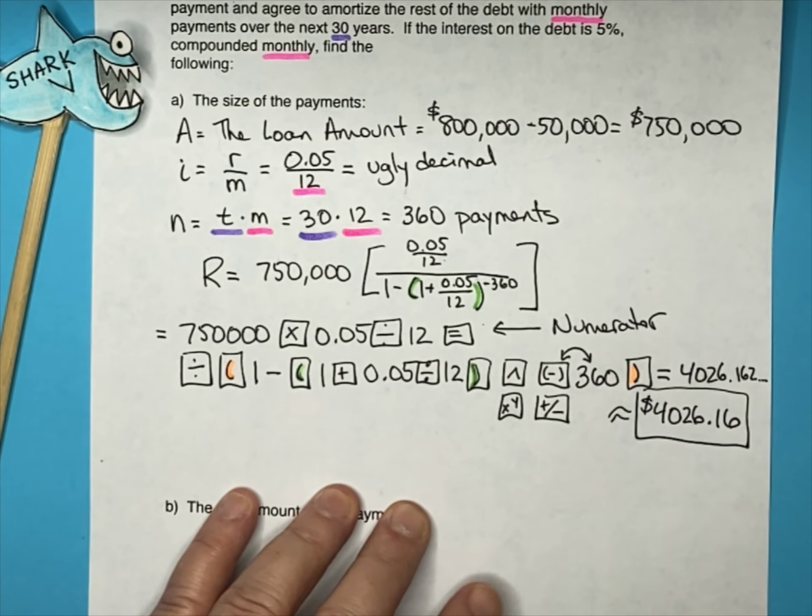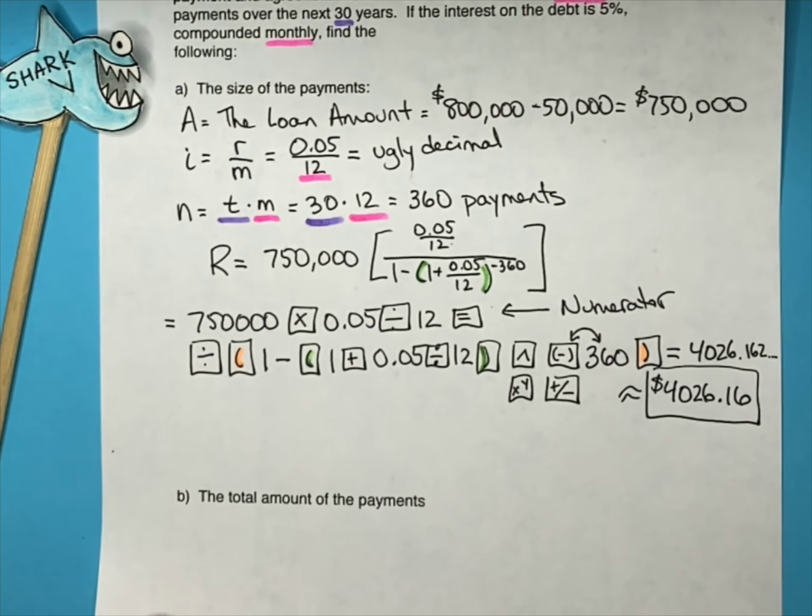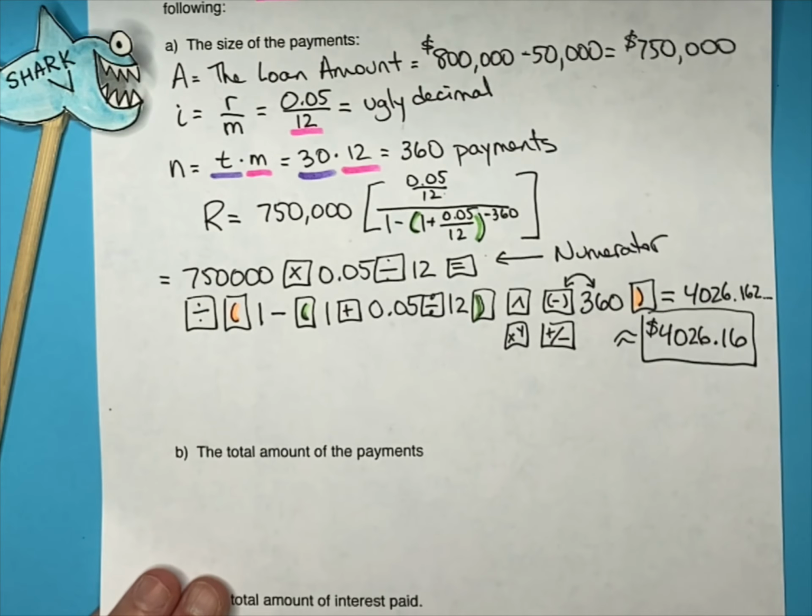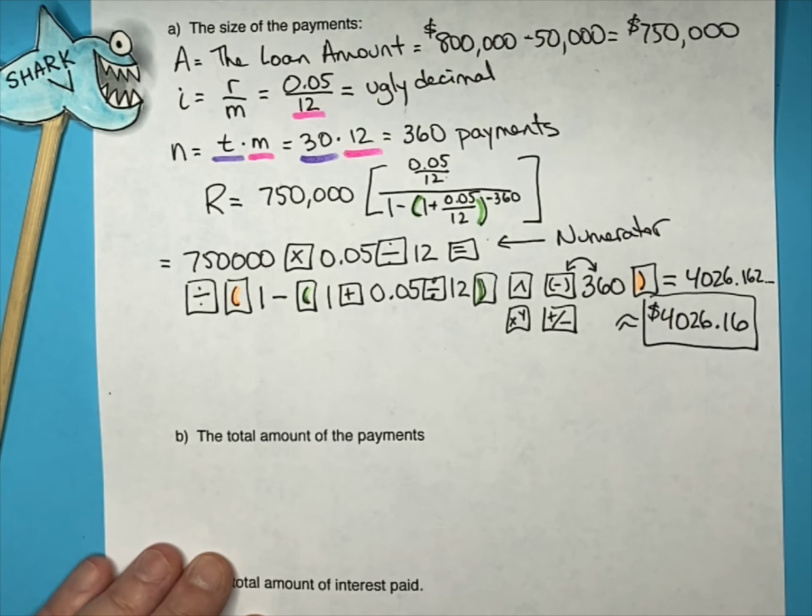Okay, we got it. That's your monthly payment. That's a lot in my mind, but hopefully we can afford it so you can have your dream home. So what's the total amount of the payments?